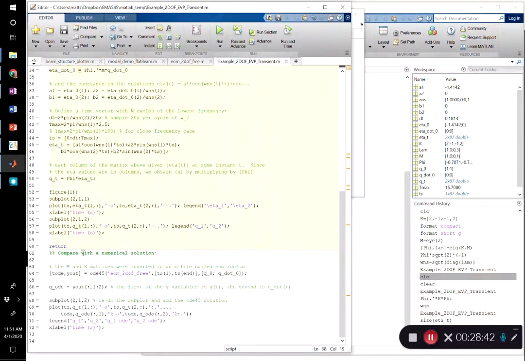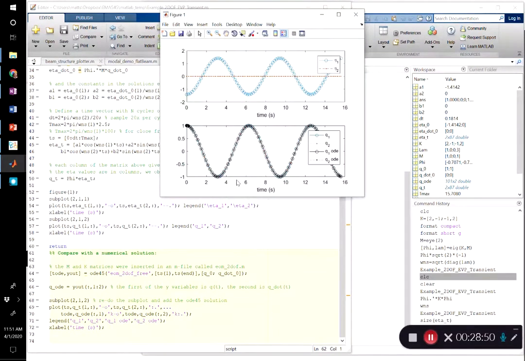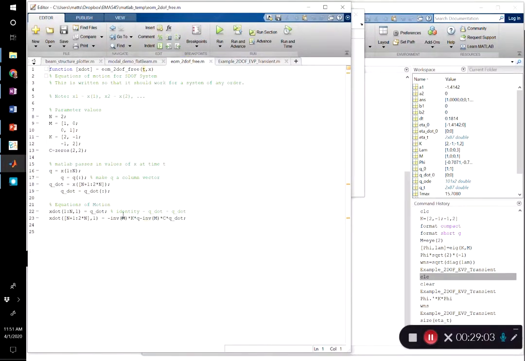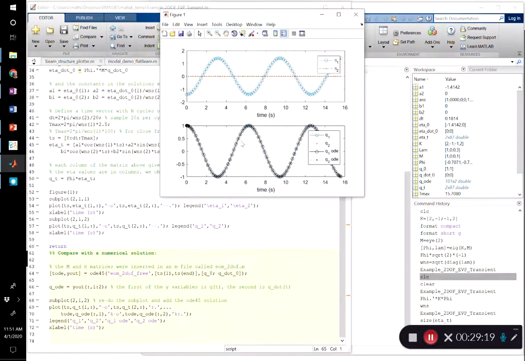If for some reason we don't believe this or we don't trust it, we could run this part to overlay the solution using ODE45. And so it's overlaid onto the curves, and it gives you the exact same thing. ODE45 knows nothing about modes. If you look in here, the equation of motion has these full matrices, M and K, there's coupling. It's solving those equations at each time step, accounting for the coupling between the degrees of freedom. But it gives us the exact same answer.